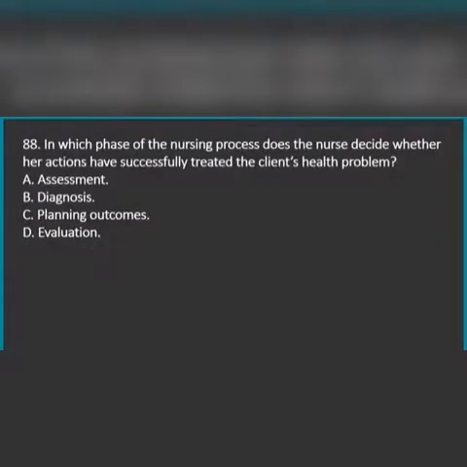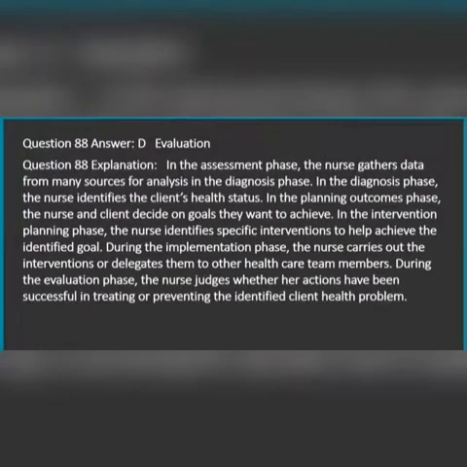In which phase of the nursing process does the nurse decide whether her actions have successfully treated the client's health problem? A. Assessment. B. Diagnosis. C. Planning outcomes. D. Evaluation. Question 88 Answer: D. Evaluation.